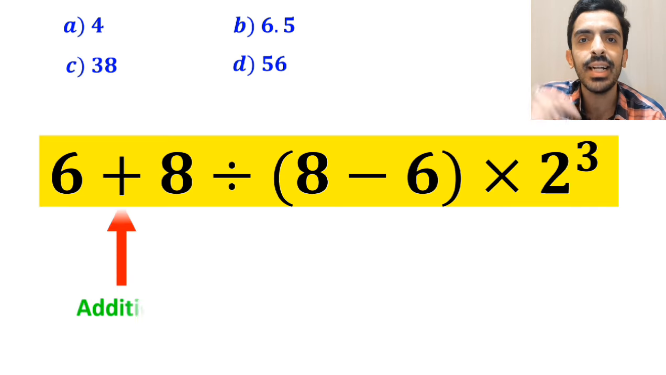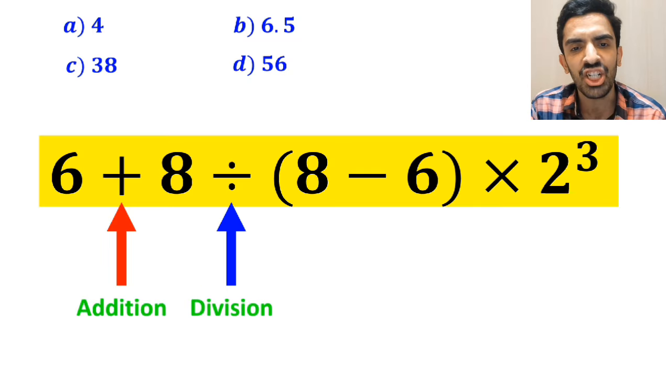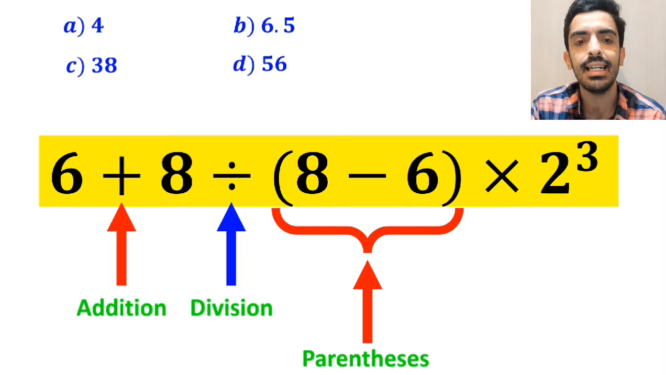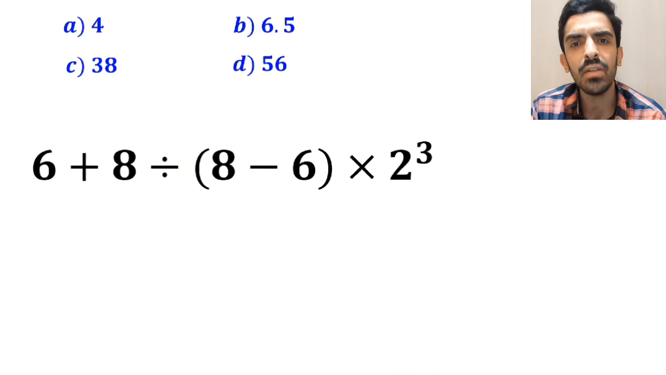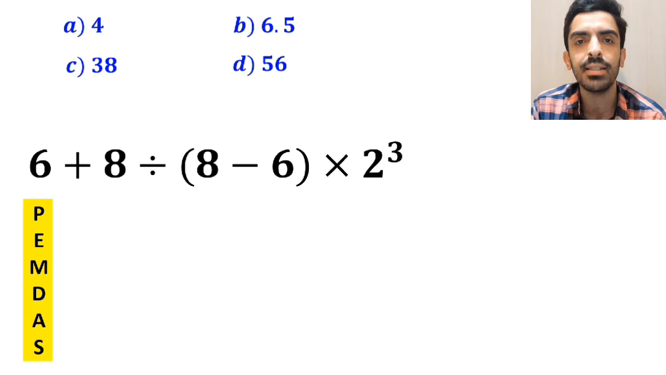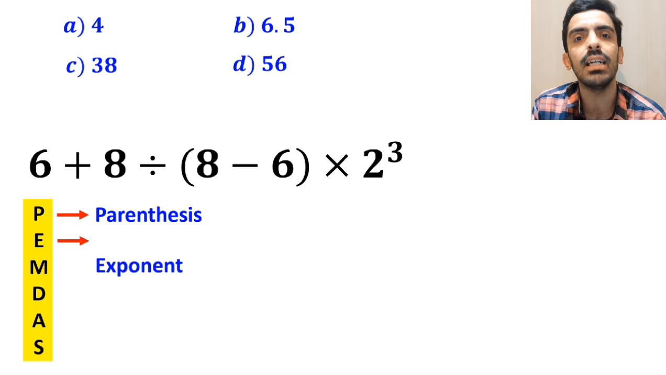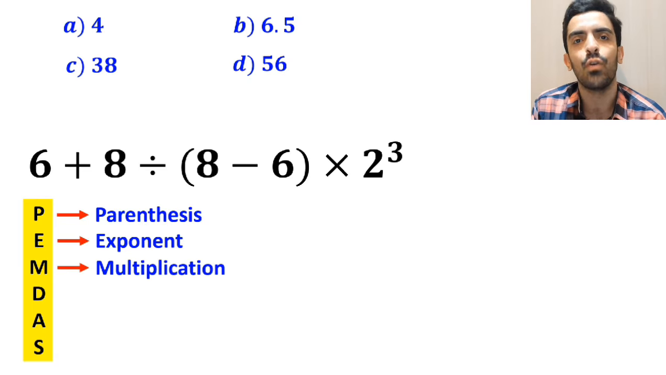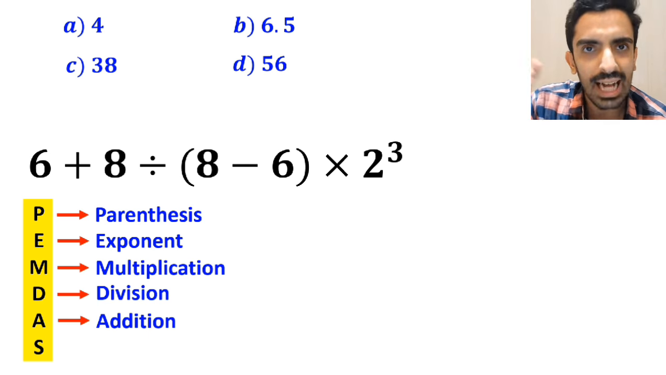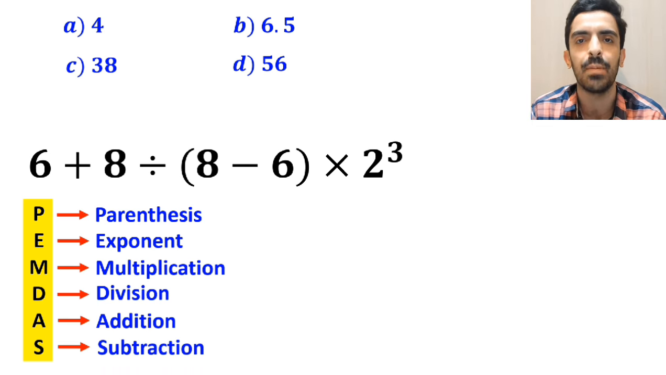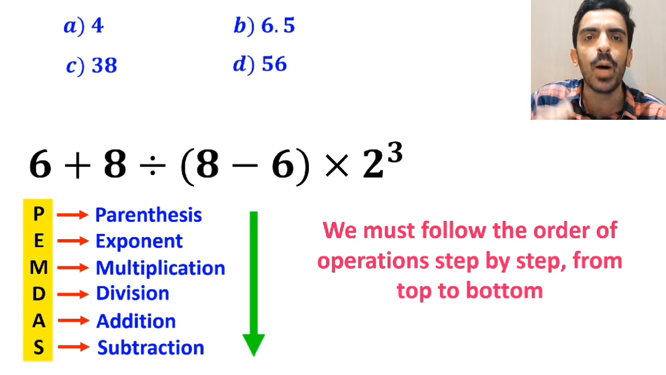As you can see on the screen, in this expression, first we have an addition sign, then a division sign, followed by parentheses, then a multiplication, and finally an exponent. To solve this problem, we must follow the PEMDAS rule. In this rule, P stands for parentheses, E stands for exponent, M stands for multiplication, D stands for division, A stands for addition, and S stands for subtraction. We must follow the order of operations step by step from top to bottom.